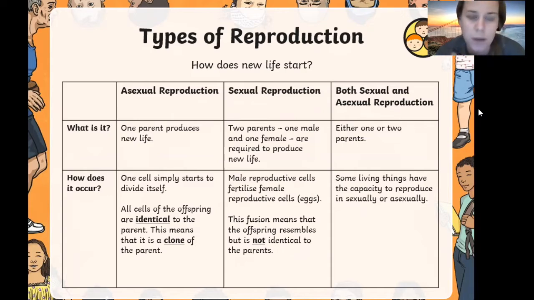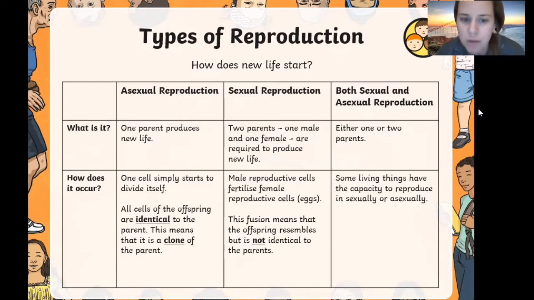Asexual is where one life reproduces a new life. This usually happens in plants. This means that one cell simply starts to divide itself, and all cells of the offspring are identical to the parent. So it is a clone of the parent. It's where essentially a plant or something similar, like a mold, separates into many different parts, and therefore identical life is formed.